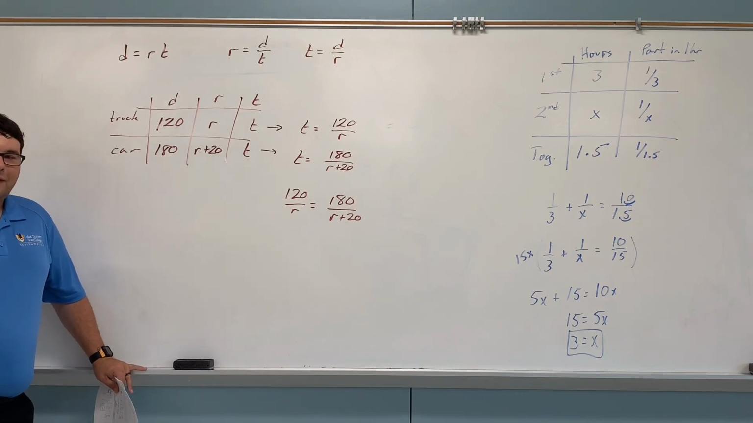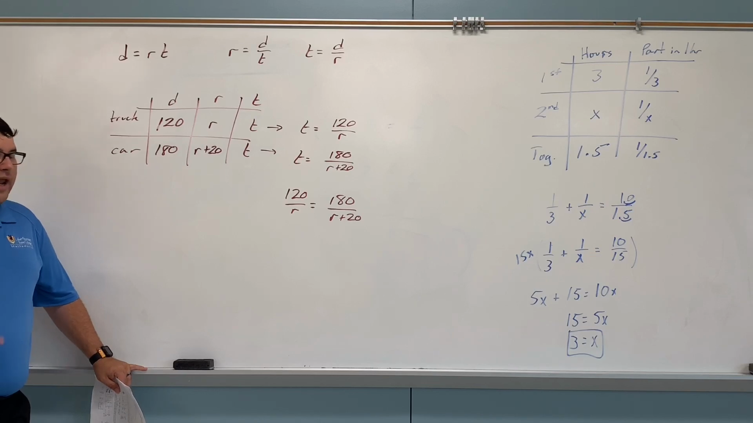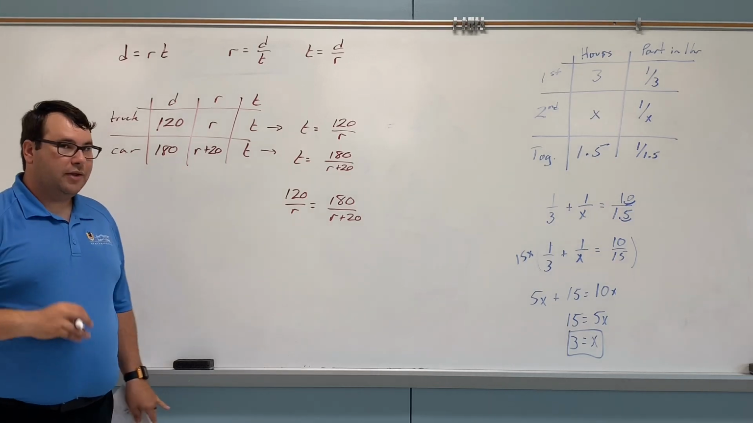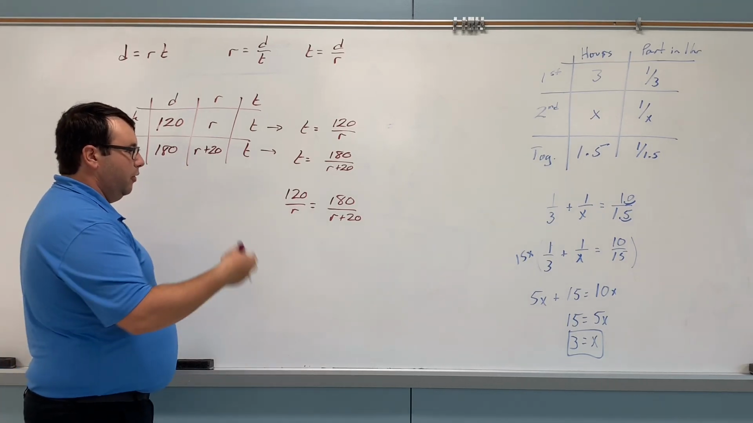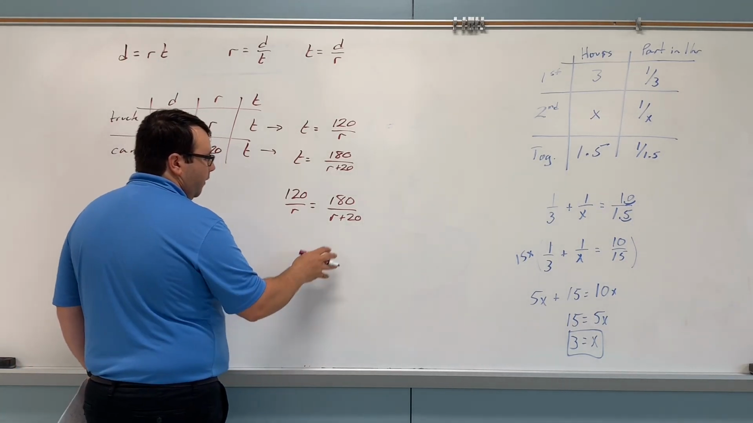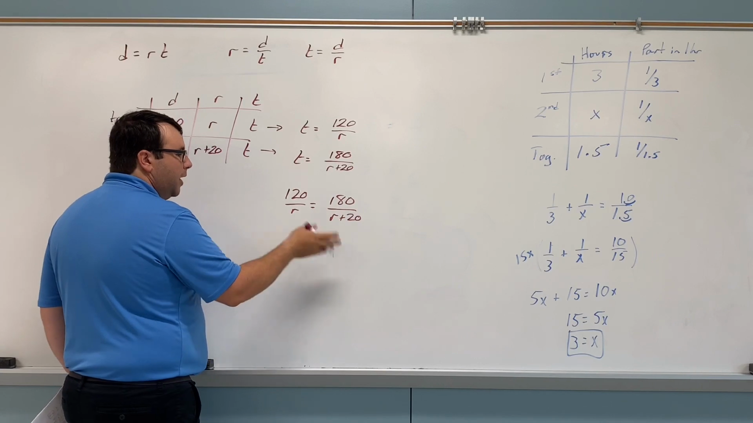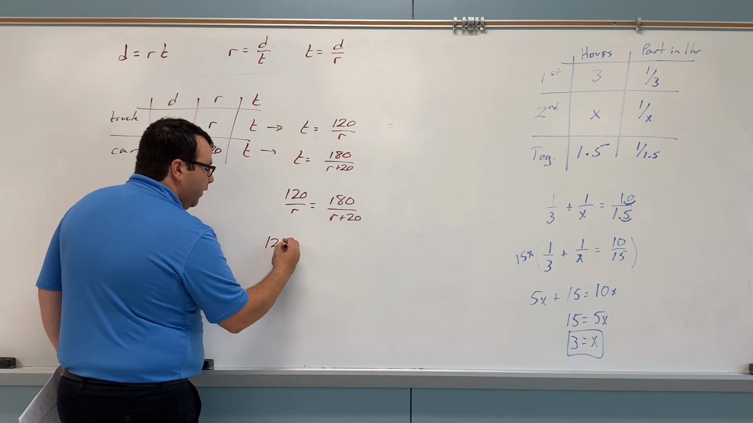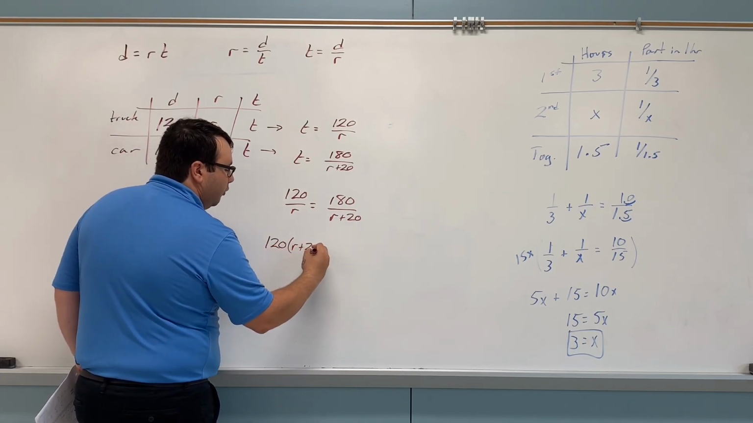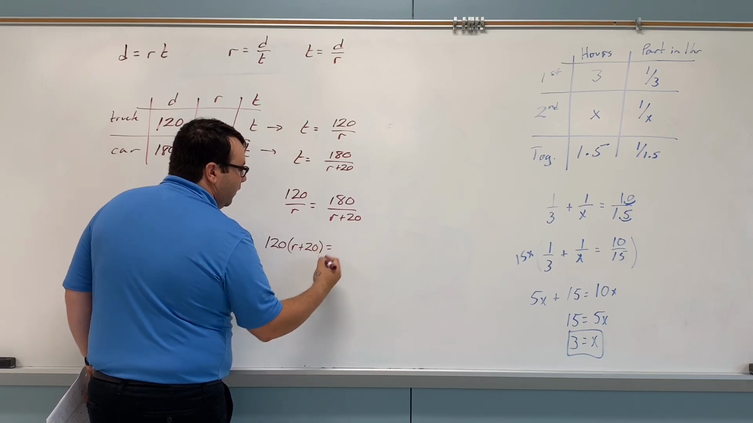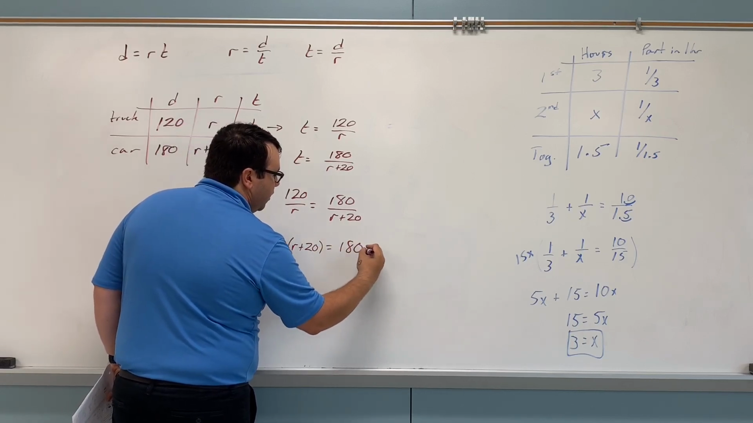Hey, look at that. It looks like I have a proportion. Cool. And it's only in one variable. So at this point, I could actually solve pretty easily by cross multiplying. I've got my equation set up. I'm going to cross multiply. Gives me 120 times r plus 20 is equal to 180 r.